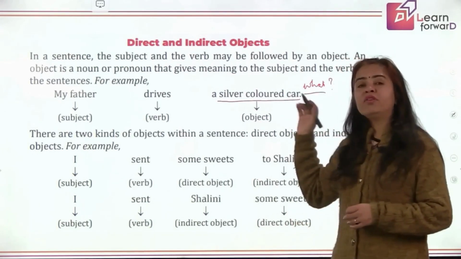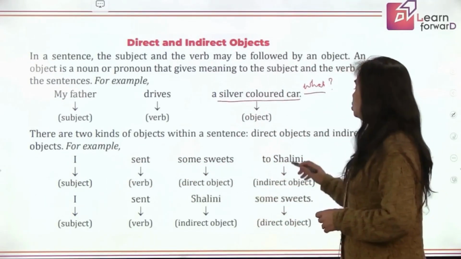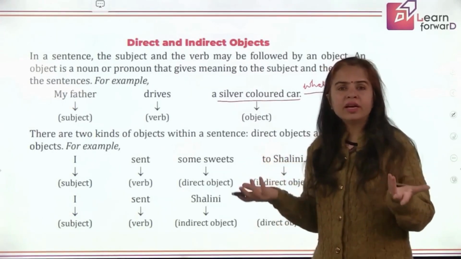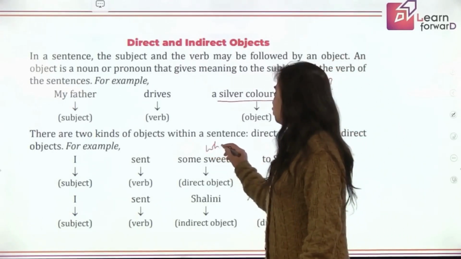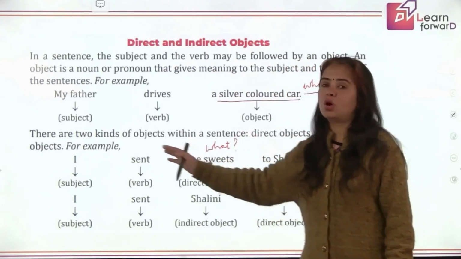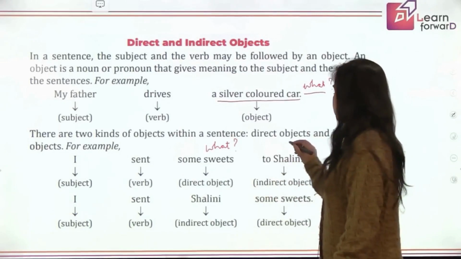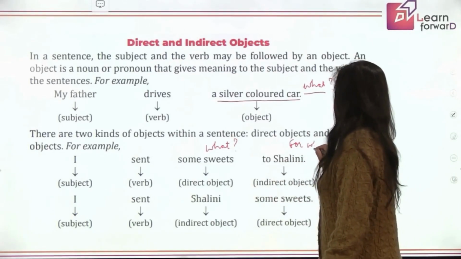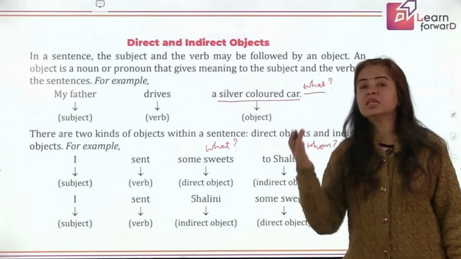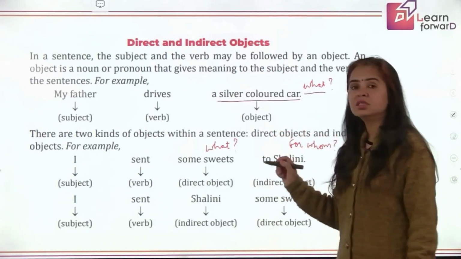Now if I have another sentence and I say, I sent some sweets to Shalini. Here again, I sent. What did I send? Some sweets. So that is also the object of the verb. And my next question arises, for whom? For whom did I send the sweets? Who is the receiver of the gift sent? That is Shalini. This is also the object.